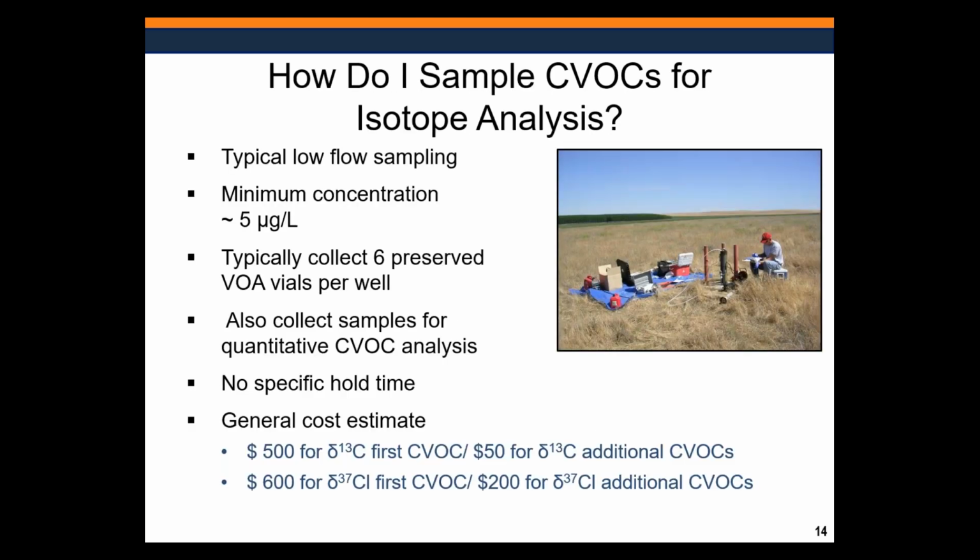Okay, so how do I sample to do CSIA for CVOCs? The good thing is, for those of you who do field work or supervised field work, it's no different than sampling for 8260. Typical low flow, concentrations on the order of 5 micrograms per liter. Some of the labs, you can talk to the folks and see what they really need in terms of concentrations. Typically, you'll collect 6 preserved VOAs. You also need to collect samples for concentration analysis.